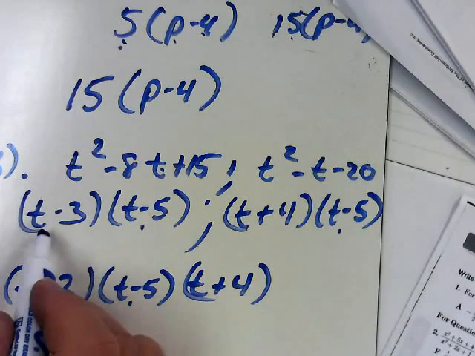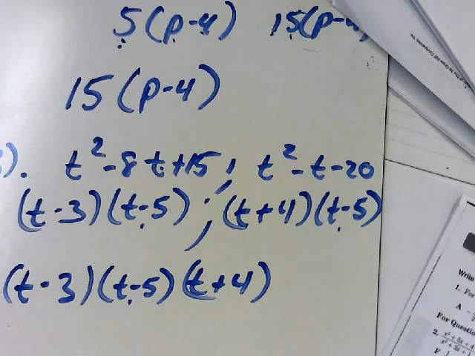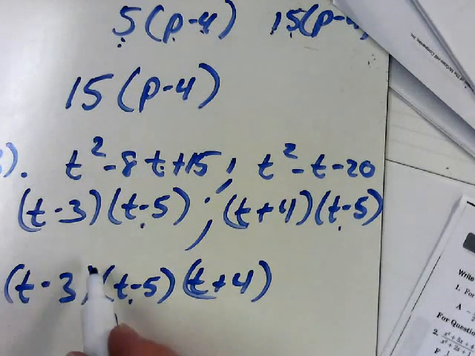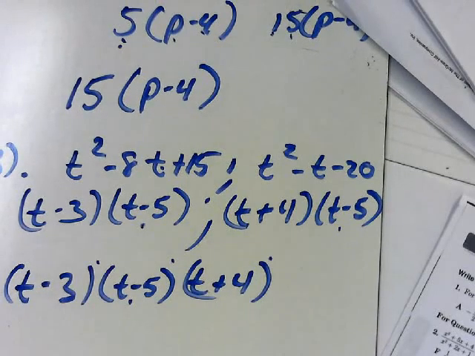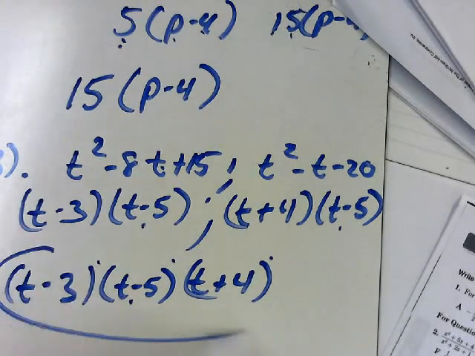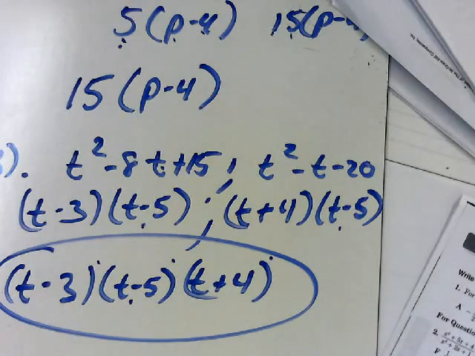What's the exponent on the t minus 3? t minus 5. t plus 4. t minus 5. So do I have exponents of 1 on all these? So here's my least common multiple. I had that on my paper. Okay.